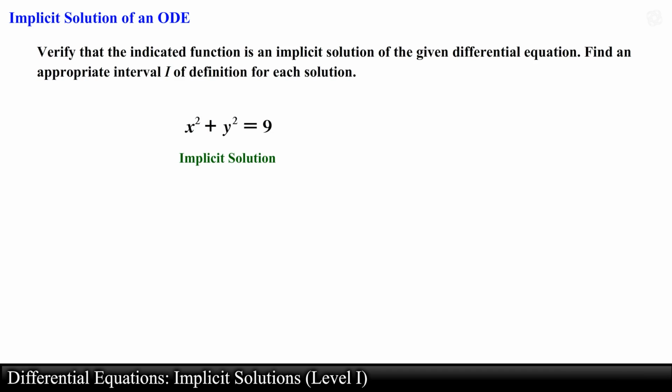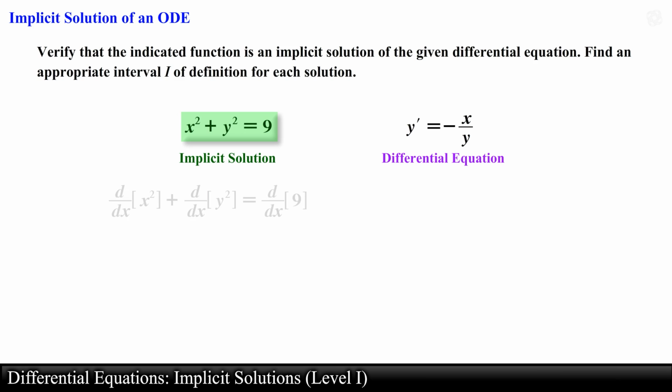x squared plus y squared equals 9. And the differential equation to verify is y prime equals negative x over y. Just the way we verified explicit solutions of ODEs, we first need to find the derivative of the solution. Notice that we're going to have to find the derivative of this function by implicit differentiation, a technique first introduced way back in your differential calculus course. If you need a refresher, you can always look back at the Calculus 1 videos.